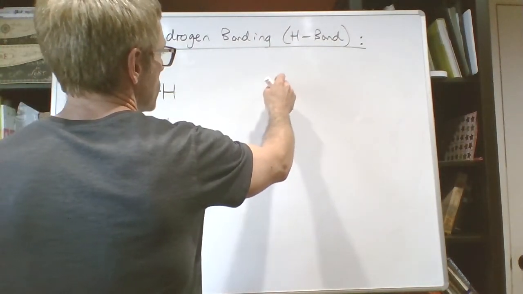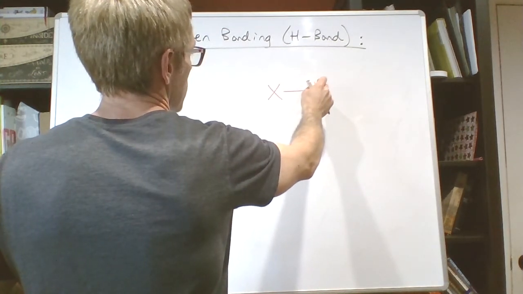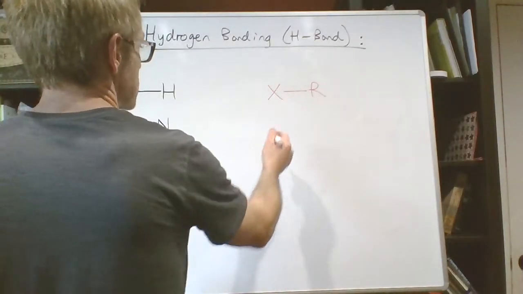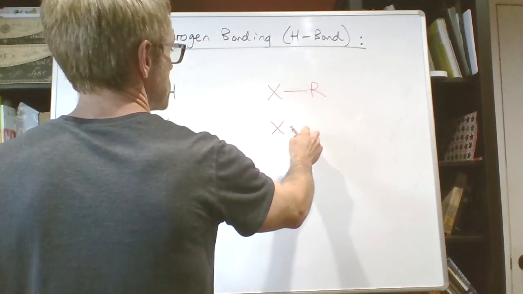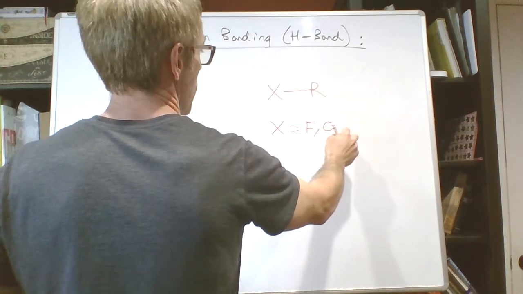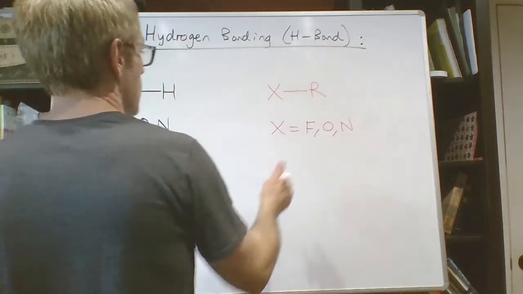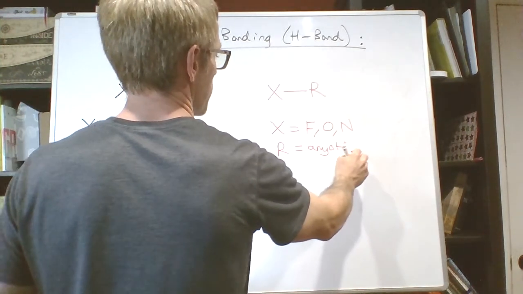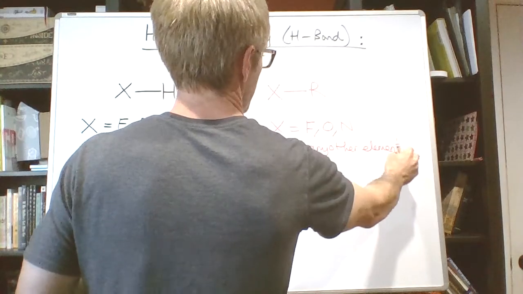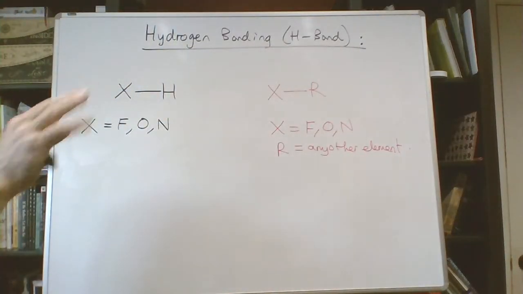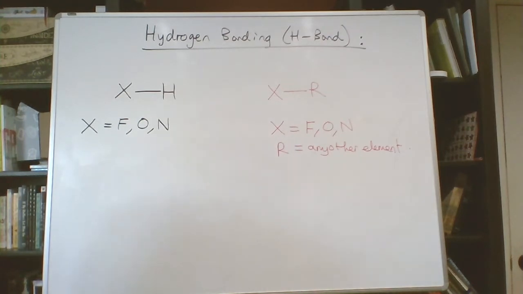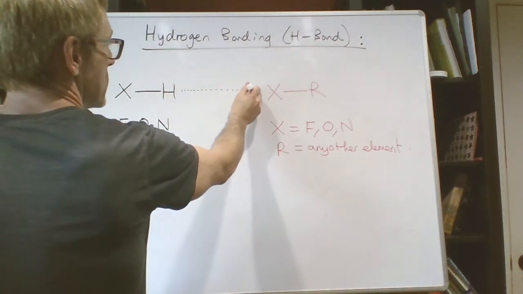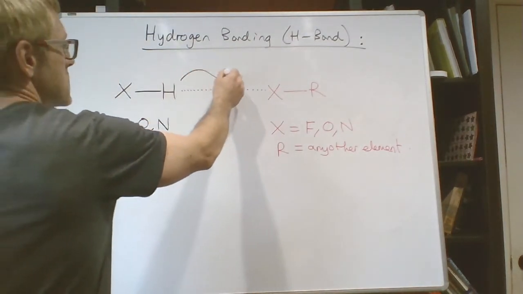Likewise, there has to be another molecule. I'm going to call it XR. Now X, likewise, must be F, fluorine, O, oxygen, or N, nitrogen. Here, R can just mean any other element. So I'm really not interested in R. It's just anything else that we're not really focused on right now. And the hydrogen bond itself is between the hydrogen that I've drawn on the left and the X on the right. So this is the H bond.